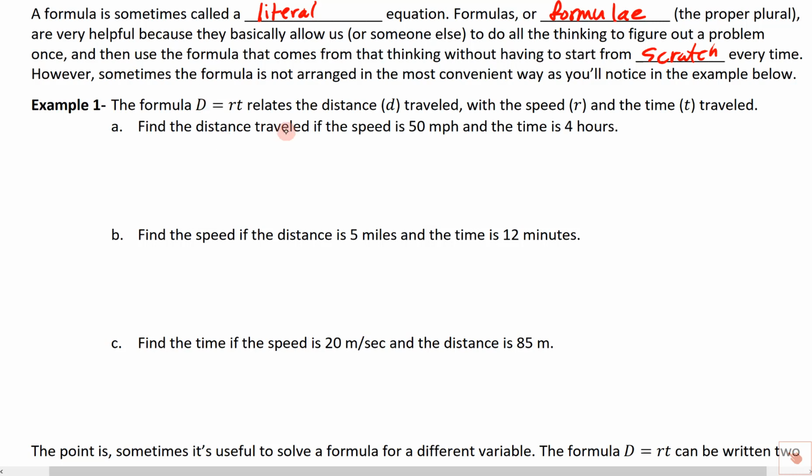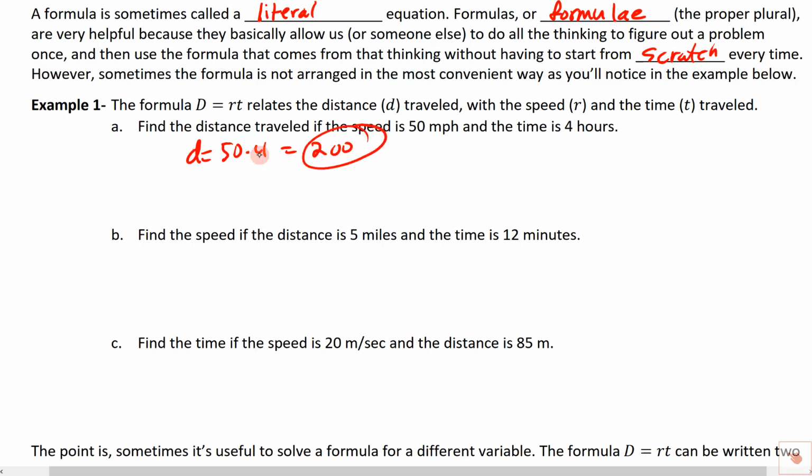So find the distance traveled if the speed is 50 miles per hour and the time is 4 hours. Now, this is one people just figure out in their heads automatically. They just say, oh, if I'm going 50 miles per hour for 4 hours, I end up going 200 miles, but here's why. The distance is equal to the rate, which is 50, times 4, which ends up being 200.